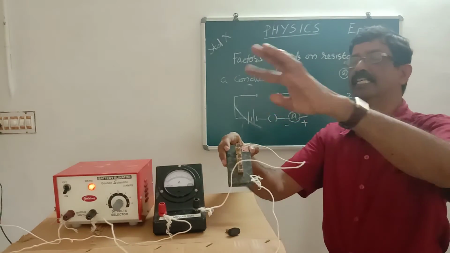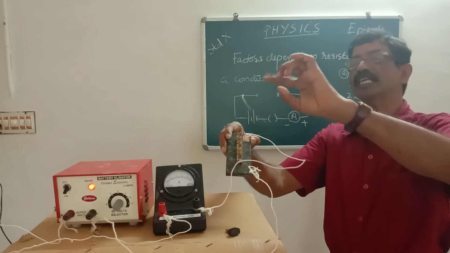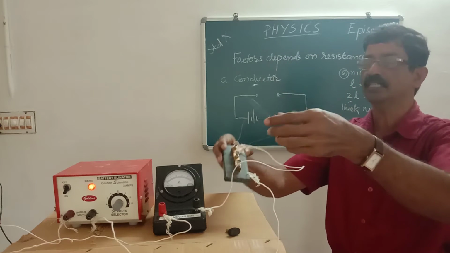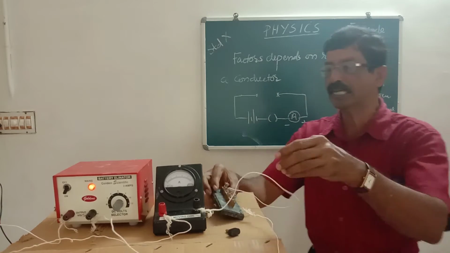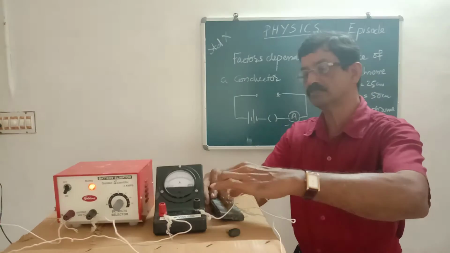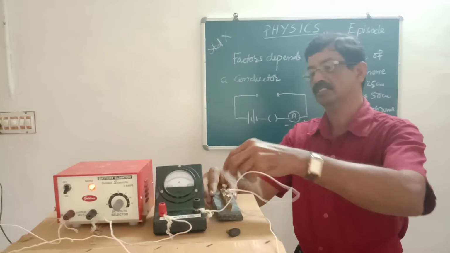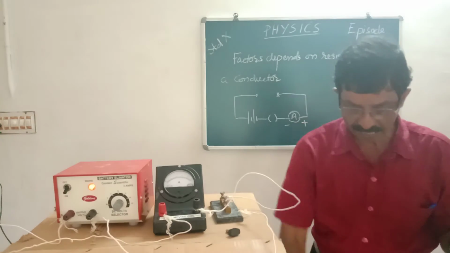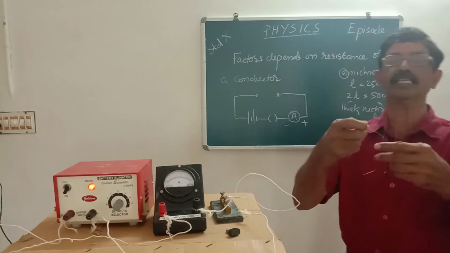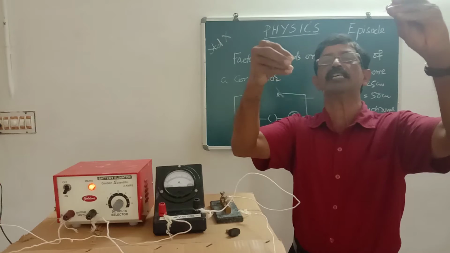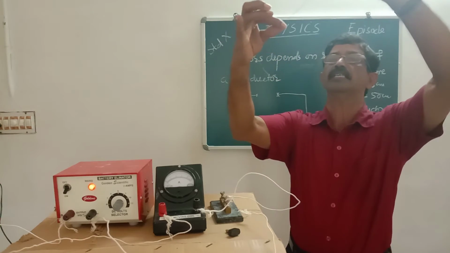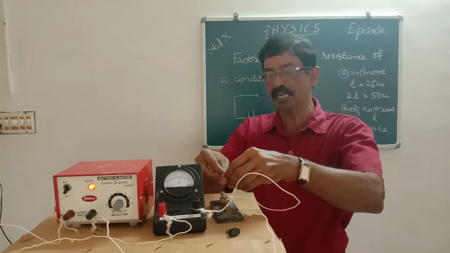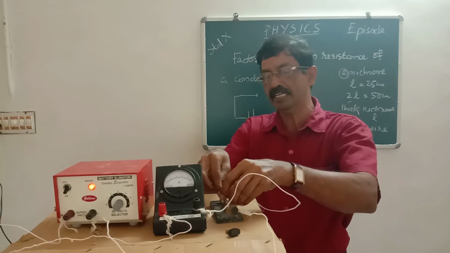This wire is getting heated up because it is nichrome, a high resistance wire, hence it is getting heated up. Now I am going to replace this nichrome wire with a nichrome wire of half its length. See, this nichrome wire is of half length only. Now we are going to include this nichrome wire in the circuit.